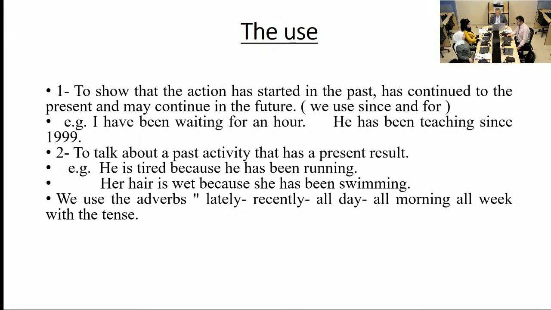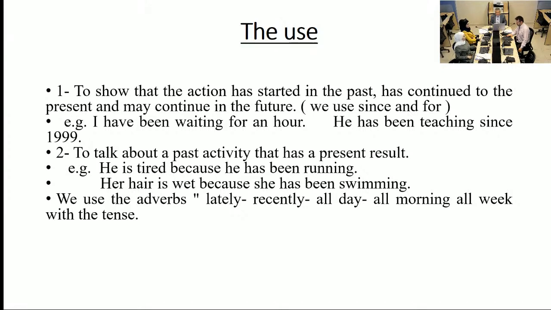Example, I have been waiting for an hour. He has been teaching since 1999. Number two, to talk about a past activity that has a present result. He is tired because he has been running. So the result is simple present, maybe, and the explanation or the cause is present perfect continuous. Her hair is wet because she has been swimming.